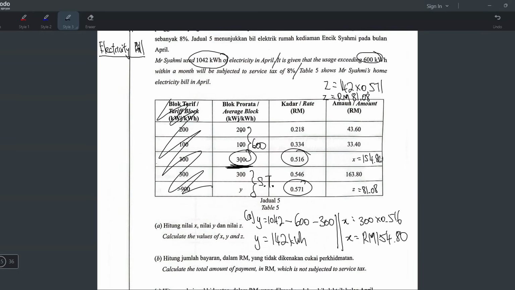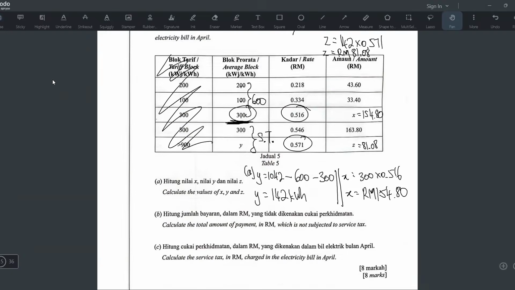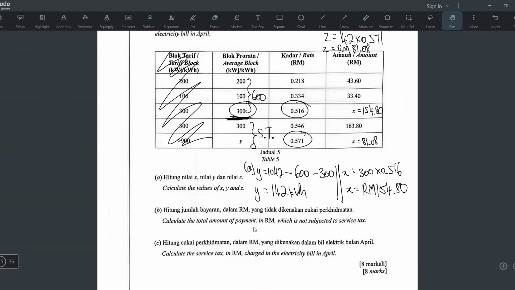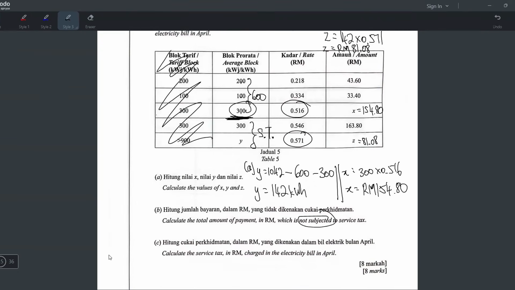Because later mesti dia akan macam total tax lah apa semua. Yeah. Okay, B. Calculate the total amount payment which is not subjected to service tax. Yeah, this one. I'm familiar with it already because I'm very familiar with this question. So I know what they will ask lah. So yang not subjected to service tax is this right here lah.